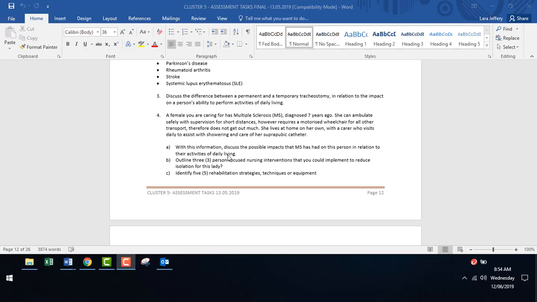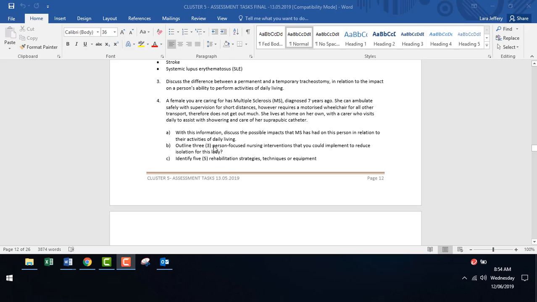So look at all of the things that they've described that she can do or can't do in this scenario, and what do you think the impact is on her ability to do her everyday things, walking, showering, feeding, activities of daily living. Okay. Part B, outline 3 person-focused nursing interventions that you could implement to reduce isolation for this lady. So you can see that she lives at home on her own, and a carer visits once a day.